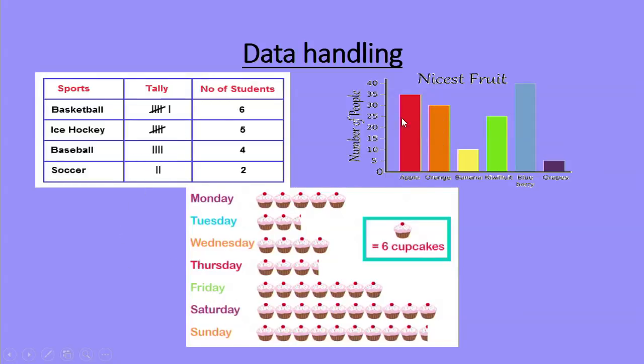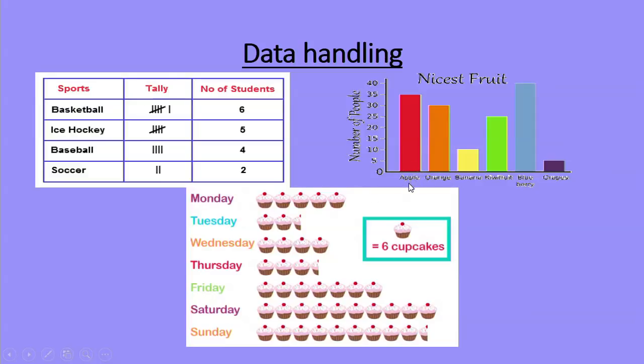Now, you will always have a graph, and from the graph, you have to determine the answers of a question. But also remember, they always have a key as well. So in this case, it shows that one of these pictures of a cupcake is equal to 6 cupcakes. So if you are asked, how many cupcakes did they bake on a Monday? All you do is 1, 2, 3, 4, 5. So each one represents 6 cupcakes. So it's 5 times 6, which will give me 30 cupcakes that were baked on a Monday.